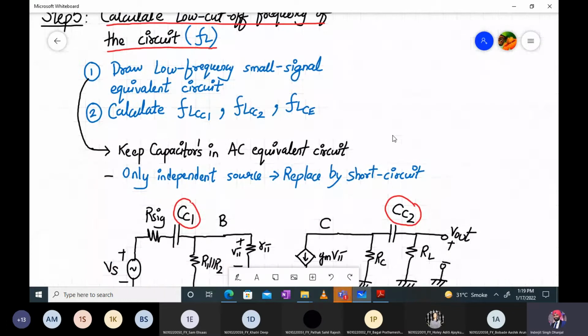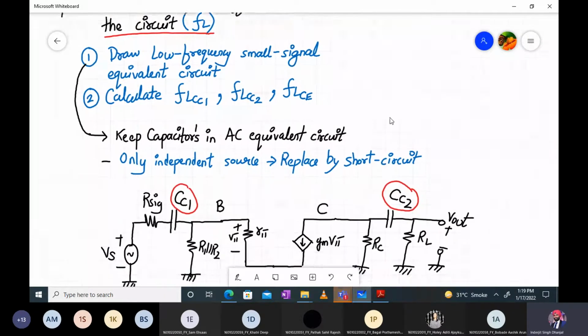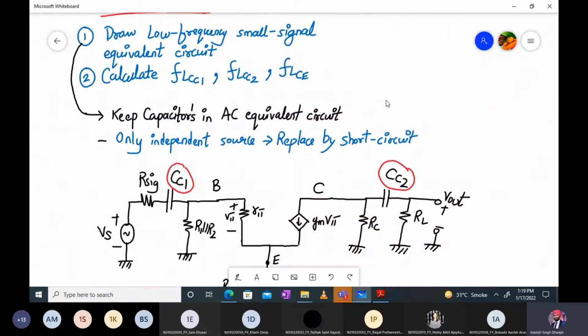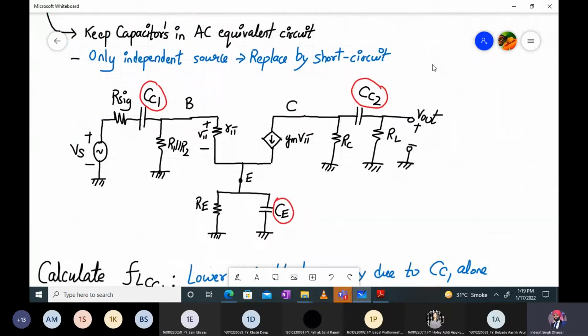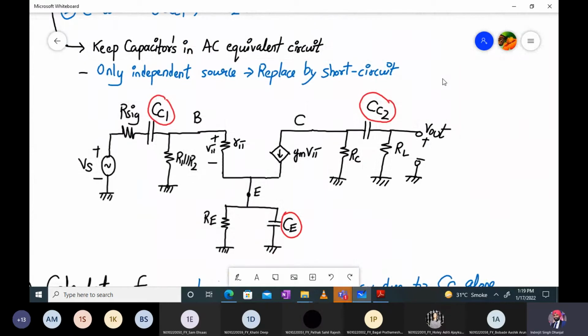So for the low frequency response, we have to draw the low frequency small signal equivalent circuit and then calculate the lower cutoff frequency due to the individual external capacitors, that is FL of CC1, FL of CC2, and FL of CE. For this, we keep the capacitors in the AC equivalent circuit, and only the independent sources will be replaced by a short circuit.